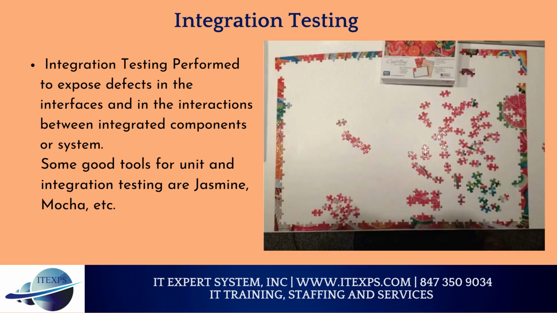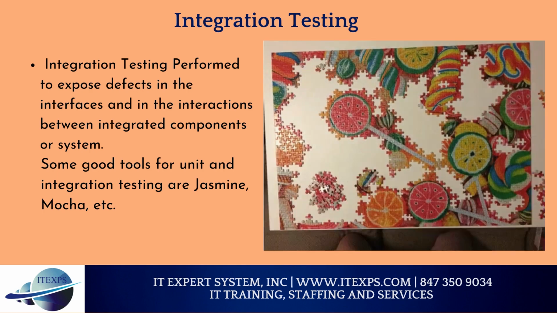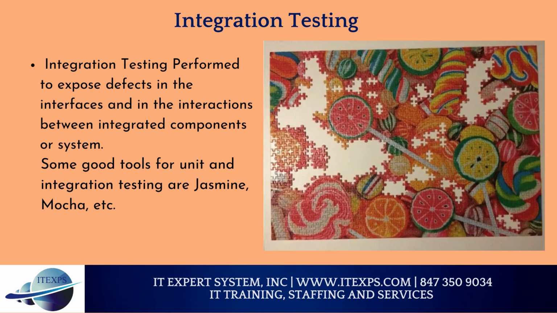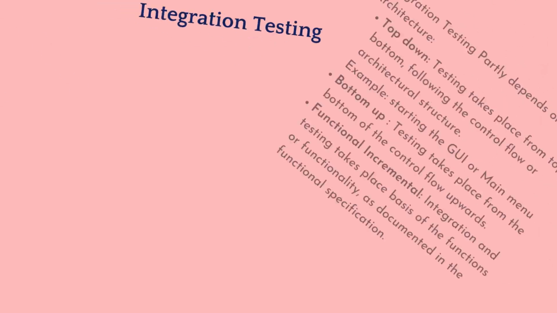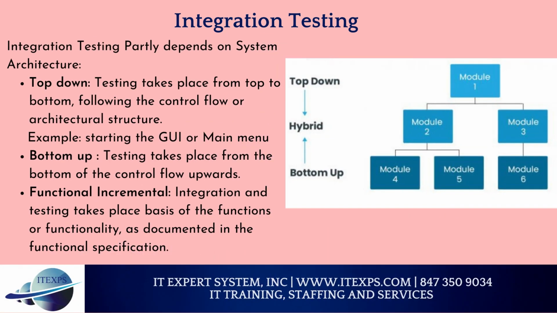Integration testing partly depends on system architecture. Top-down. Testing takes place from top to bottom, following the control flow or architectural structure. Example: starting the GUI or main menu. Bottom-up. Testing takes place from the bottom of the control flow upwards. Functional incremental. Integration and testing take place on the basis of the functions or functionality, as documented in the functional specification.